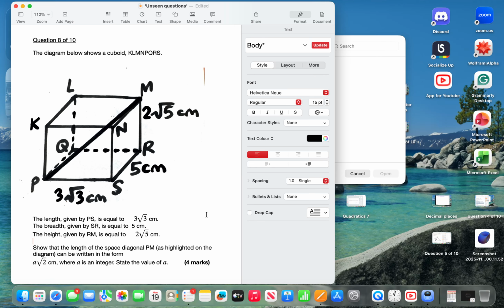This is question 8, and we have a cuboid, and we know the length, the breadth, and the height, and we have to show that the length of the space diagonal can be written in the form a times the square root of 2, and we have to find an integer for a. It's 4 marks, and if you want to pause the video and have a go at it now, you can do so, but otherwise I will continue.